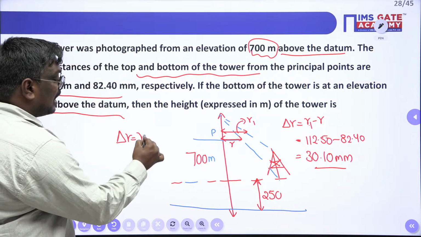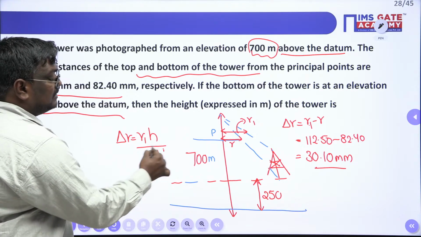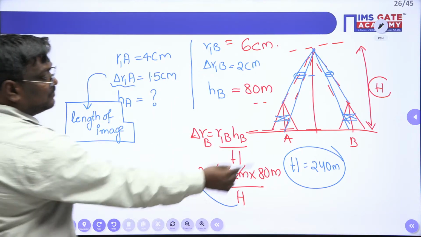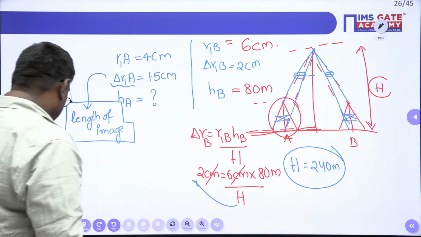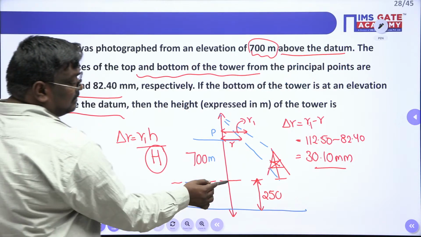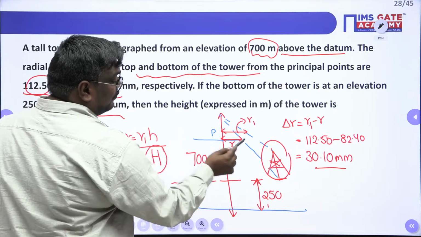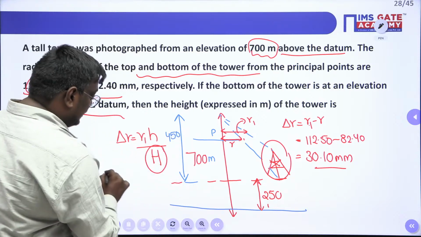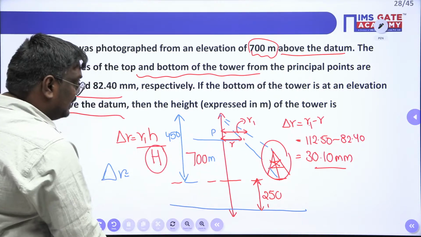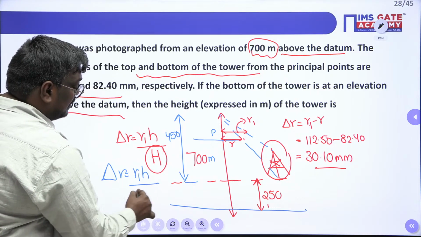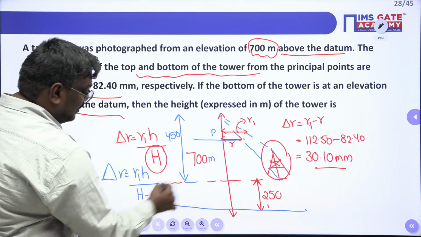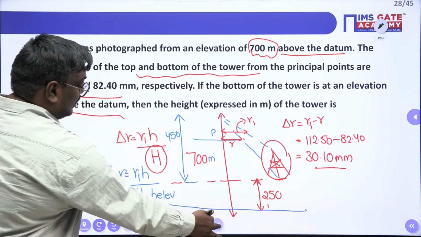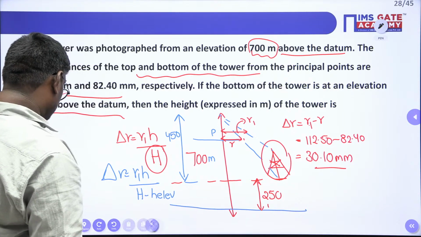Now, I told you the formula very simply. Delta R is equal to R1 h upon capital H. Capital H is flying height. But in the previous problem, we discussed the tower is at datum. But here, the tower is at an elevation of 250. So here you have to take this height, that is 450 meter. Or you can write delta R from this. If you do the similar triangle concept also, you will get R1 h upon H minus the height of the elevation.